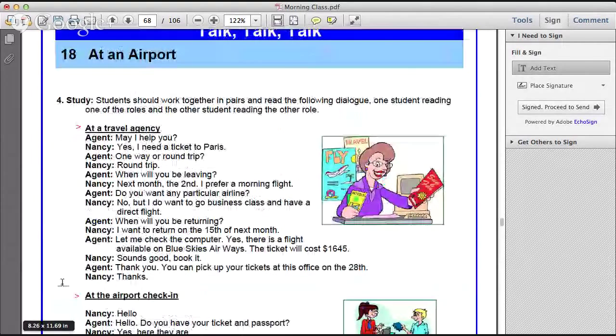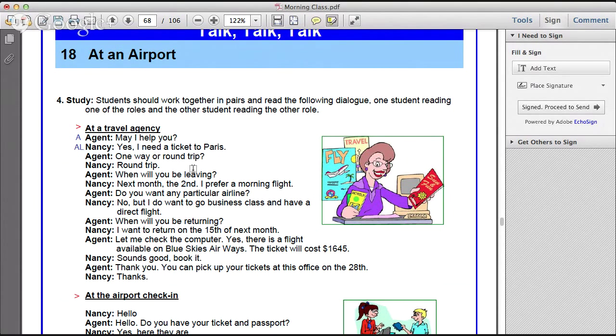Okay, so let's go through some of these here. So first up, Amparo, you are going to be the agent, and both of your names start with A. So Ali, you're going to be Nancy. Go ahead and start when you're ready. I'm going to be highlighting some things for pronunciation practice as we go through, so don't stop if you see me mark something in yellow. Just keep going. All right, go ahead.